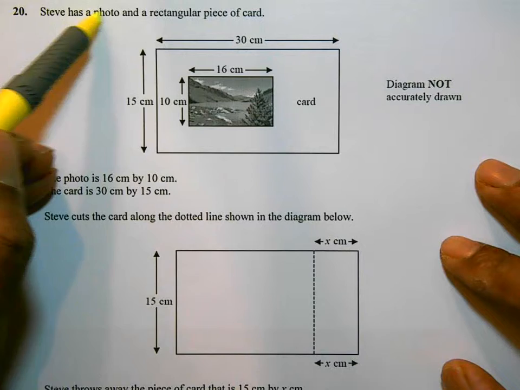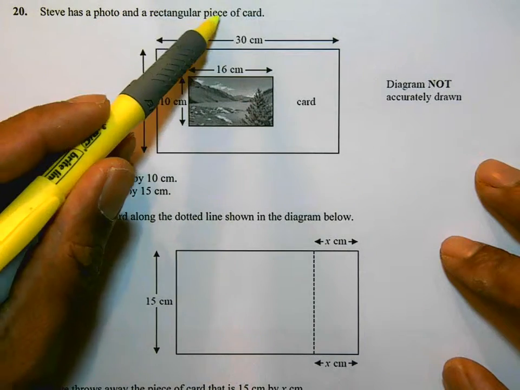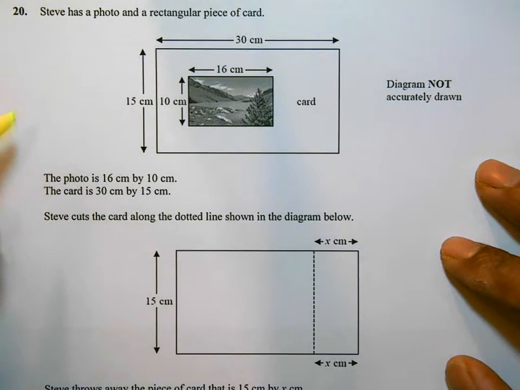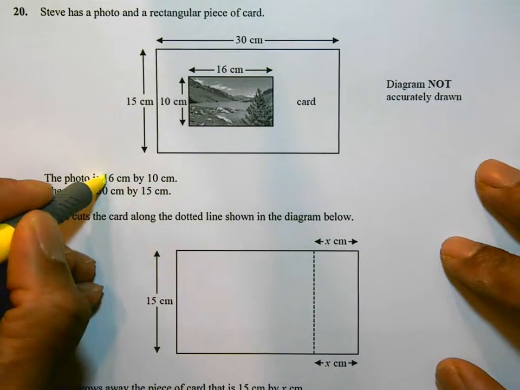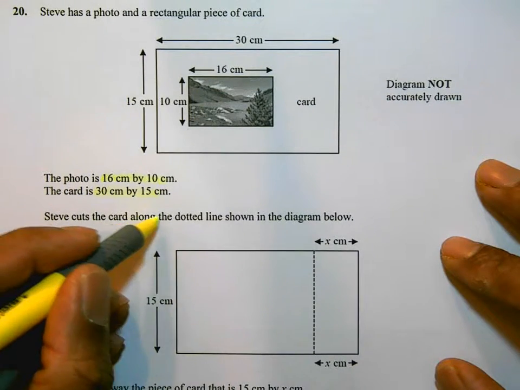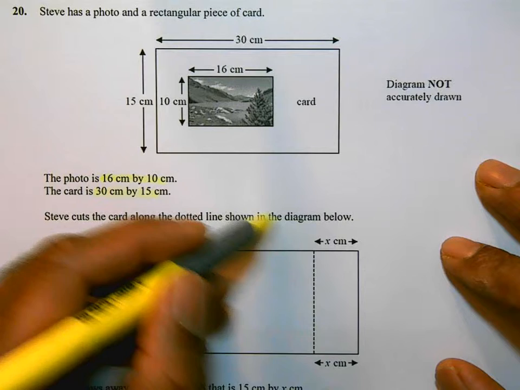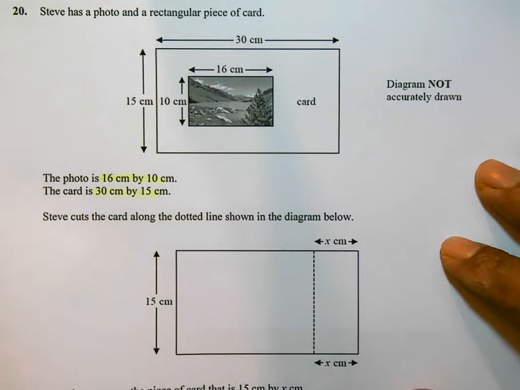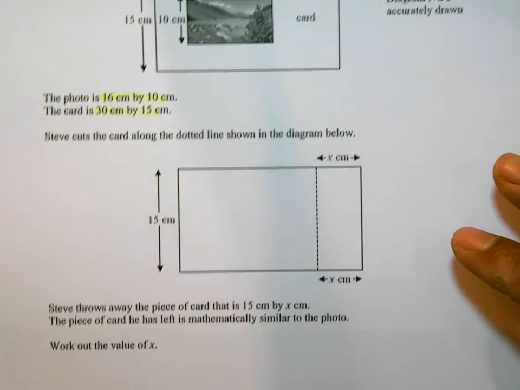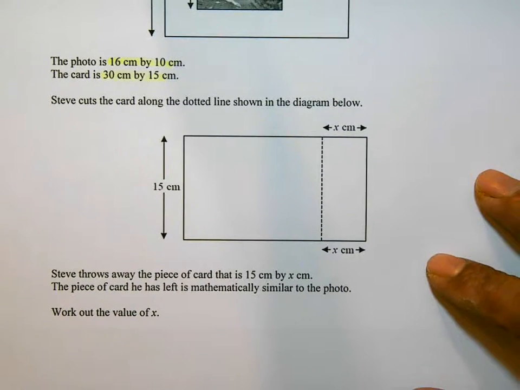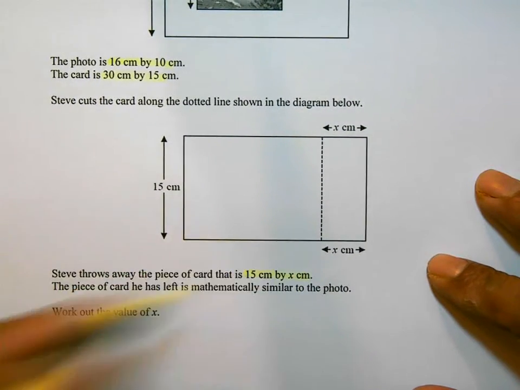Steve has a photo and a rectangular piece of card. He's got the photo, there's the rectangular piece of card, and they've given you the dimensions of the photo and the dimensions of the card. Steve cuts the card along the dotted line shown in the diagram below, and then Steve throws away the piece of card that is 15 centimeters by X. So he gets rid of that piece of card.